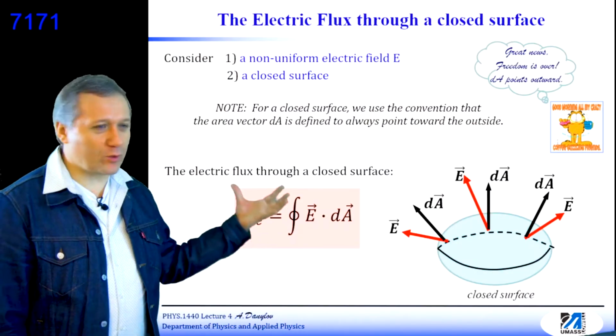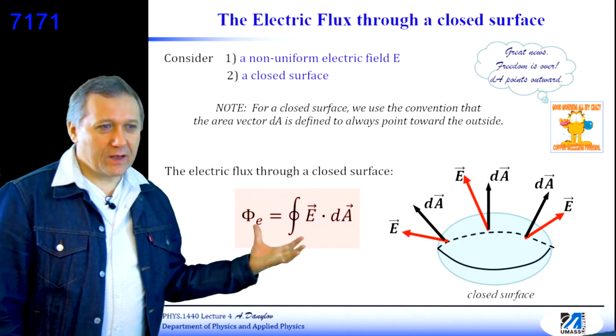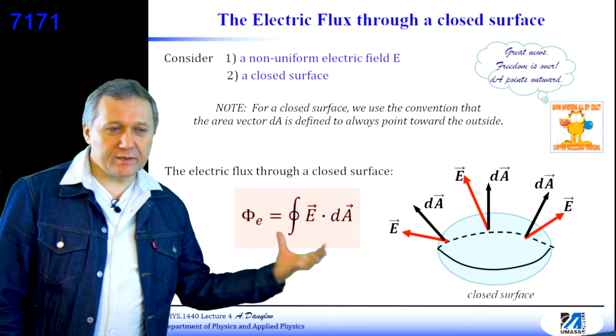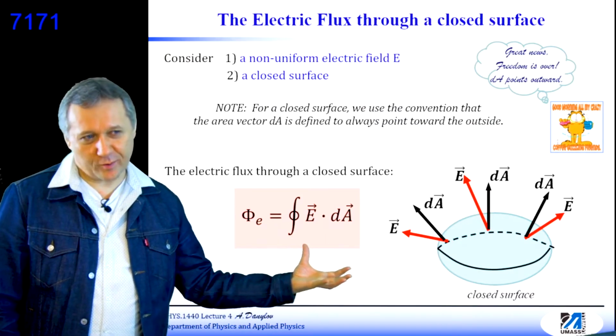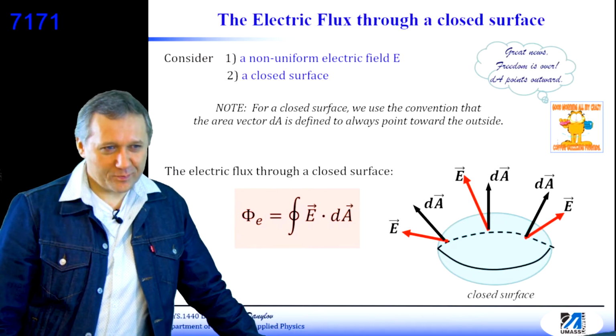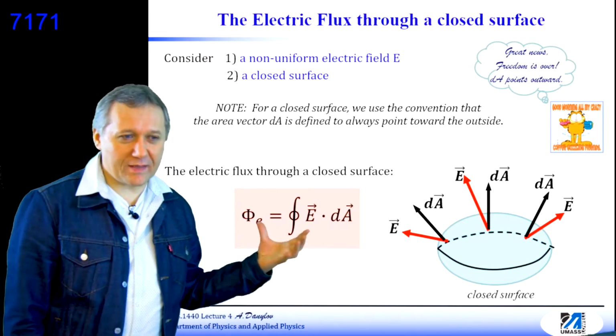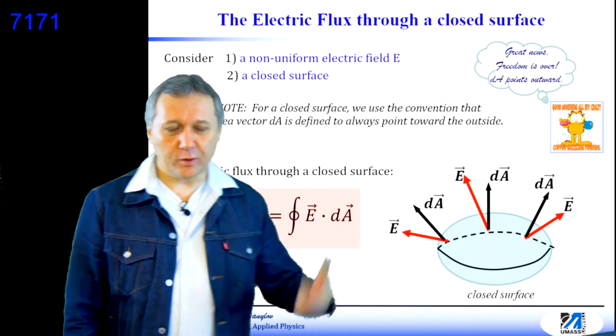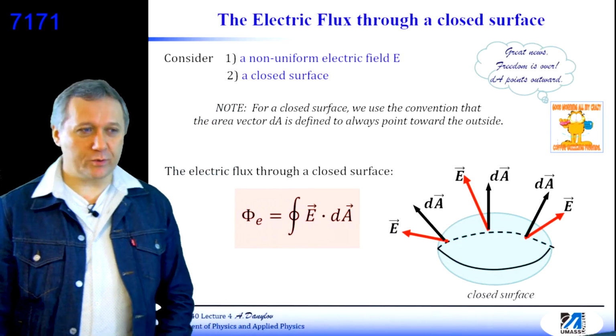That's why we spent almost the whole previous class. We needed to prepare ourselves for Gauss's law. We needed this expression. And now we are ready to state Gauss's law. Okay, so this is the number of electric field lines crossing this closed surface. And now we are ready to introduce Gauss's law.